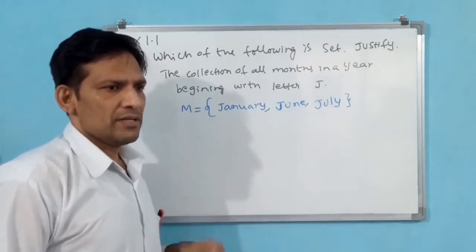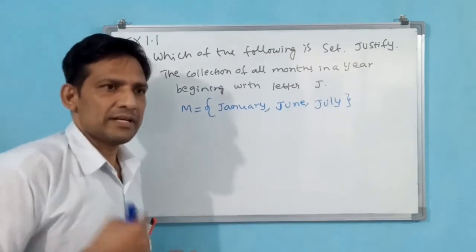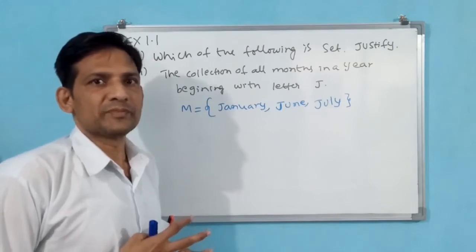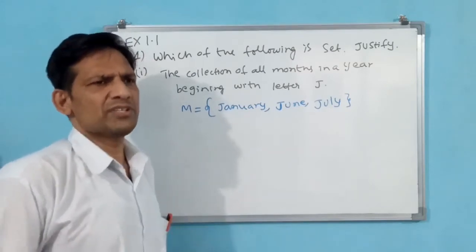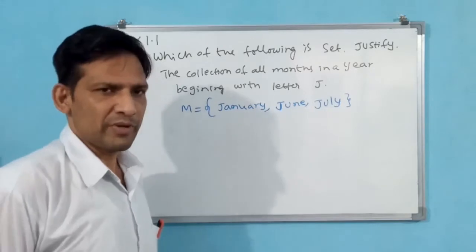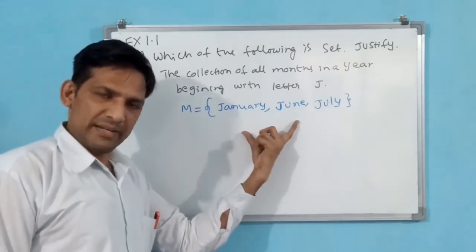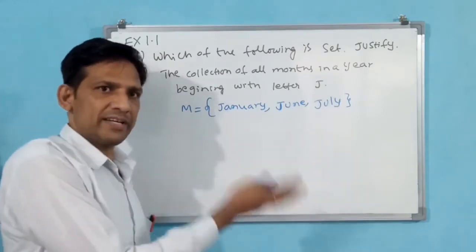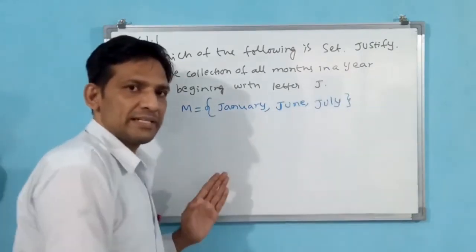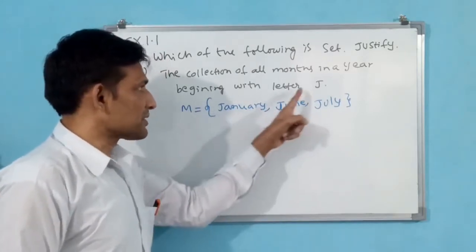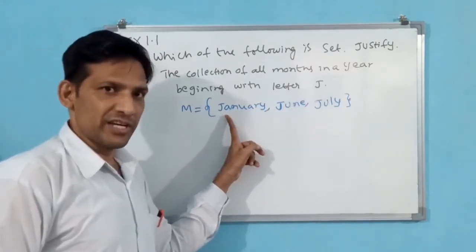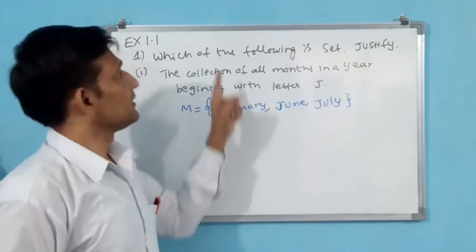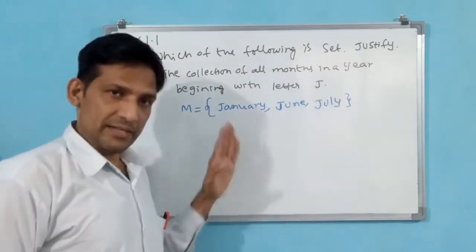Okay. See, clearly defined. What is the definition of a set? A set is a collection of well defined items or objects or months or men or whatever it may be. See, the collection of months is well defined. Why? Because these are months. Why have we not written the remaining months? Specifically, he mentioned they should start with letter J. Therefore, is this a set? Which of the following is a set? Yes, this is a set.